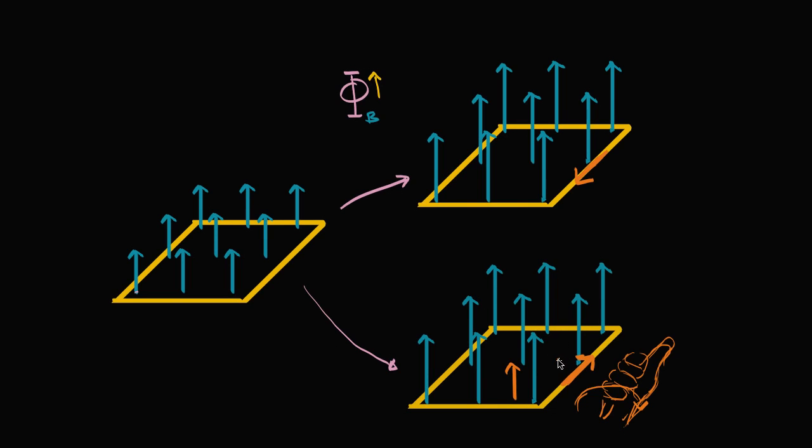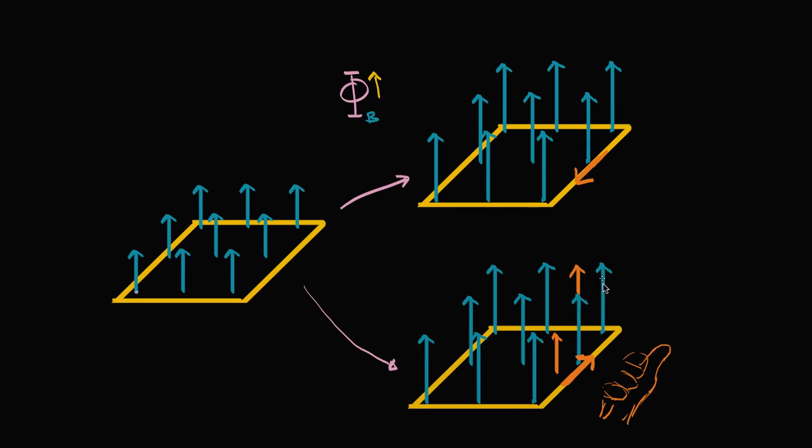So notice, it would be additive to the existing magnetic field. In fact, it would increase the flux even more. In fact, at these points, these vectors would increase even more. These vectors, let me see if I can draw that. These vectors would increase even more.